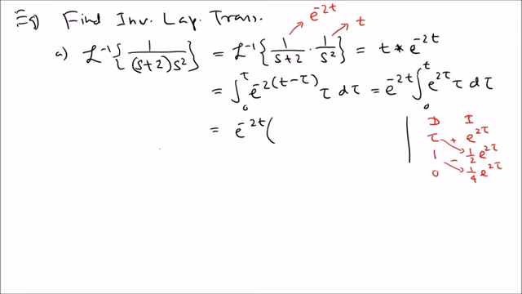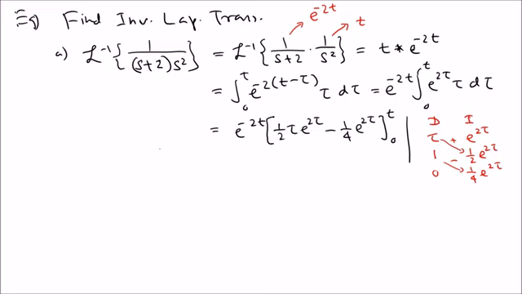we're going to multiply, so it's 1/2 tau e to the 2 tau, and then minus, you get 1/4 e to the 2 tau, and then we can evaluate that at t and 0. So that's it. So that's the answer.